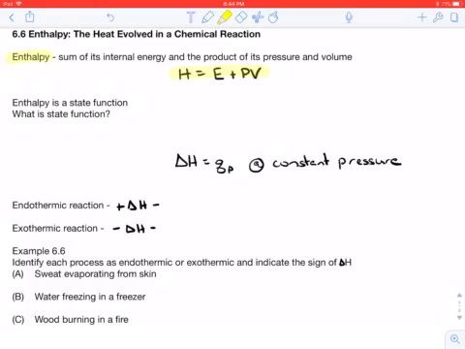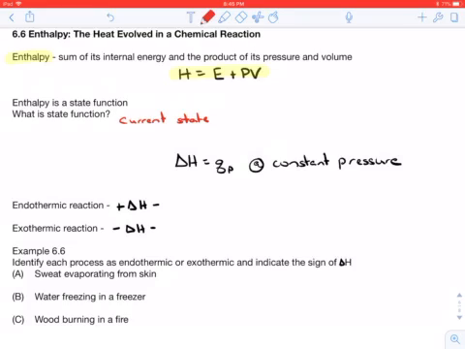Enthalpy is a state function, and what does it mean to be a state function? A state function means that we don't need to know how it got there. All that matters is its current state. That's all we care about. It doesn't matter how it got there.